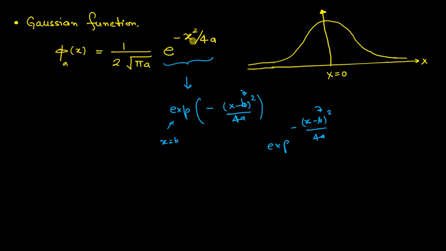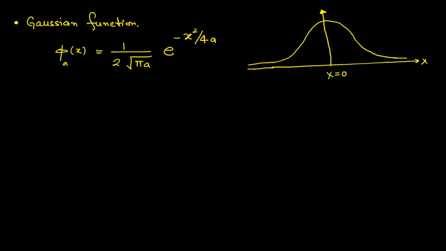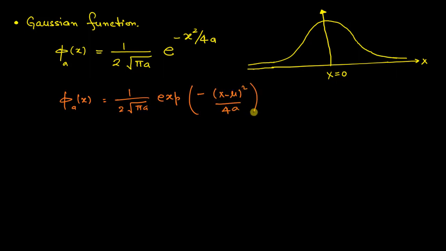So what is the mean value over here? This is 0, the average value of this function. So here it is b, here it is mu. You should remember, let me write another function and ask you a following question. Suppose I write this, let me use this color. So this is phi of a of x is 1 by 2 under root pi into a, exponential of minus x minus mu whole square by 4 times a.